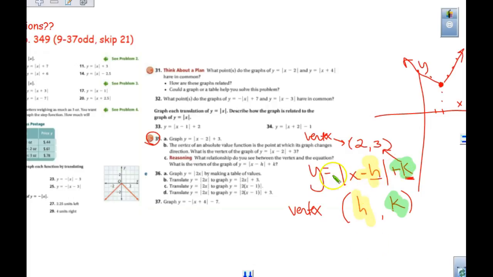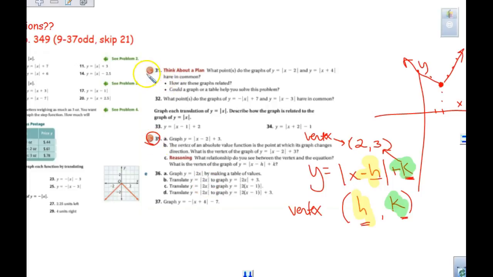Now, if it's a plus, then it has to be the opposite of that, because we always have to think of it as a minus. Kind of like your point-slope equations, remember in point-slope, you always had to make sure it was x minus and y minus to get the number for what that point was. This is the same thing. So we're going to be using this today, okay? So that was kind of number 35.